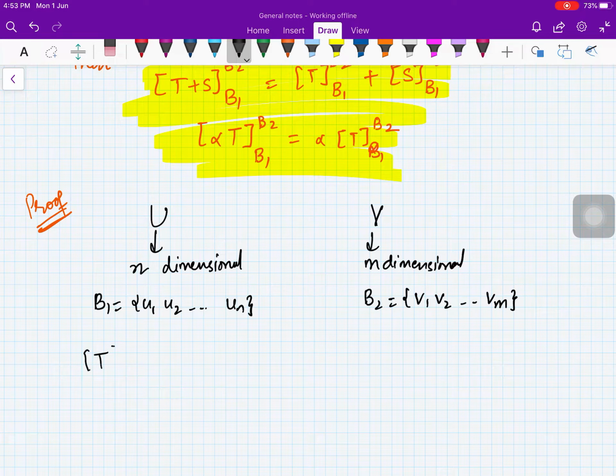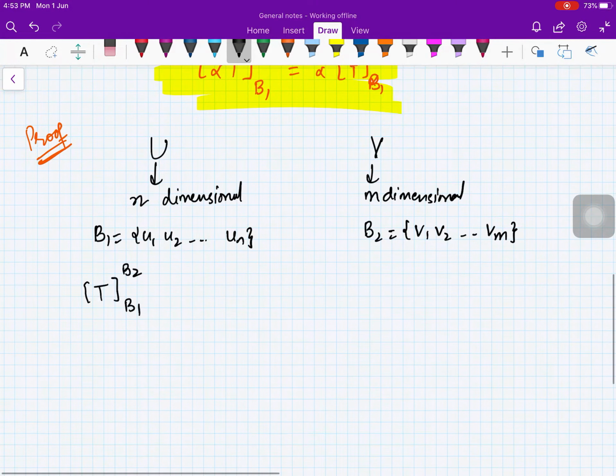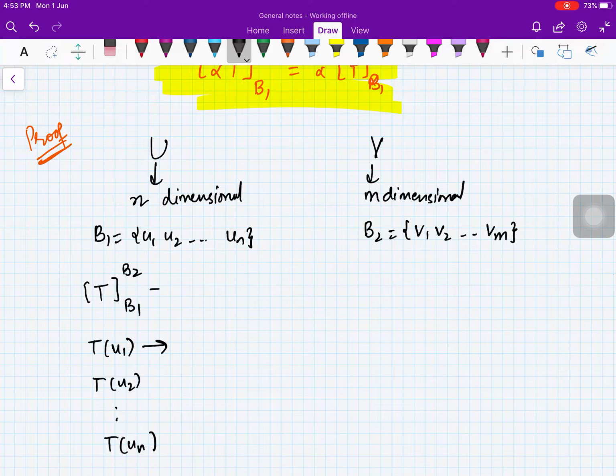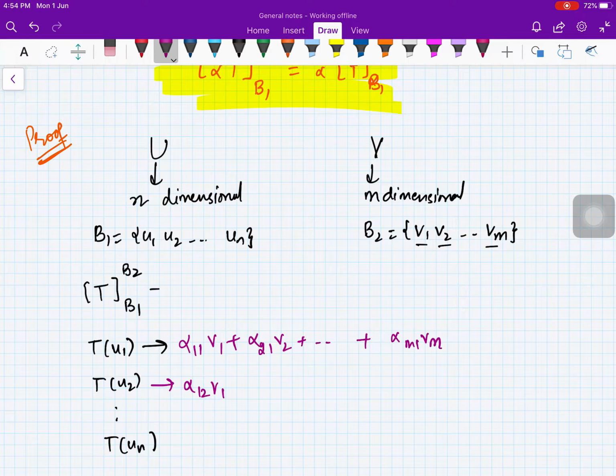Now if I want to write the matrix of T with respect to B1, B2, I find T of u1, T of u2, up to T of un, and then I write each as a linear combination of v1, v2, up to vm. T of u1 is alpha 1 1 v1 plus alpha 2 1 v2 plus so on up to alpha m 1 vm, and T of u2 is alpha 1 2 v1 plus alpha 2 2 v2 plus so on up to alpha m 2 vm. Now you see here I am writing it as a column.